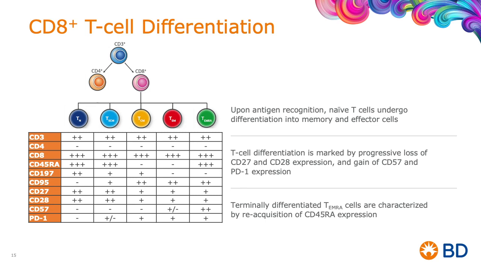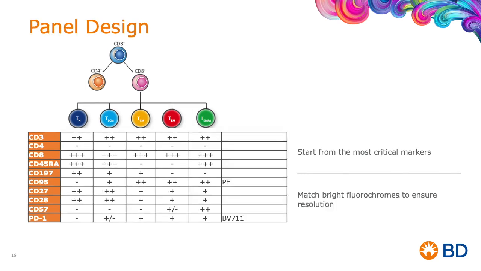Now that we have the biological information, we can start matching fluorochromes with antigen. And the first example that I'll show you, everybody has slightly different approaches, but I'll show you my personal approach and some implication of how we design this panel. My personal approach is always to start from my most critical markers.